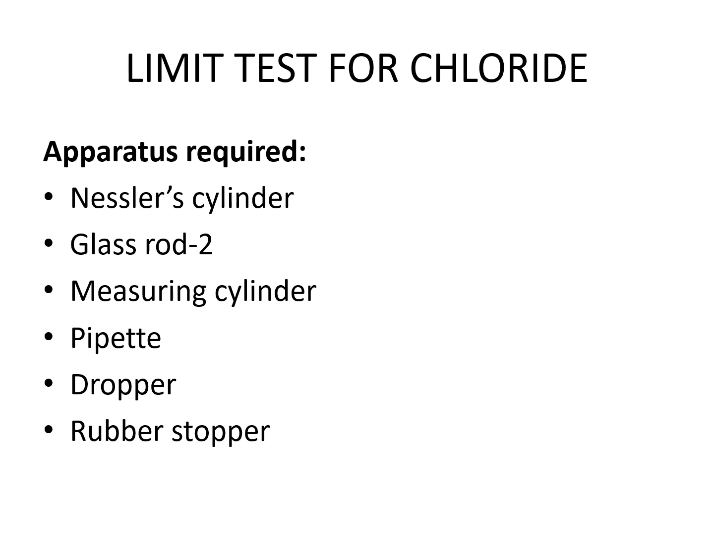These are the basic apparatus we use for the limit test, that is Nessler cylinders. We need two Nessler cylinders, one for the test and the other for the standard. And two glass rods. A separate glass rod must be used for both the test and the standard. Then a measuring cylinder, pipette, dropper and rubber stoppers. These are all the apparatus required for conducting a limit test.